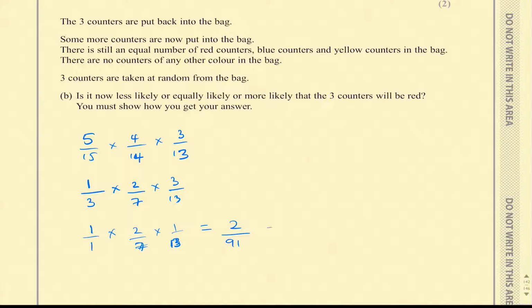And that in decimal is 0.02197. So that's roughly 2%. This is more likely when comparing probability.